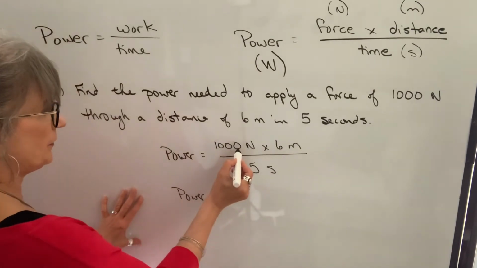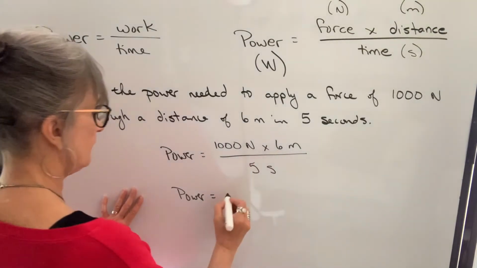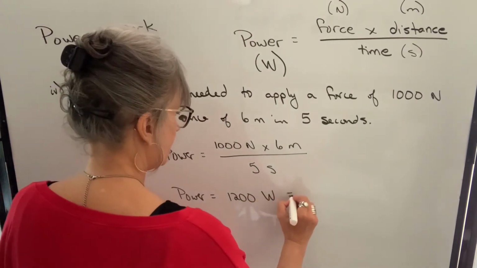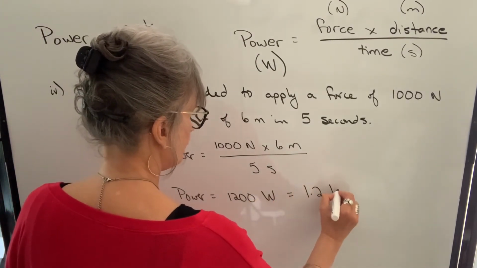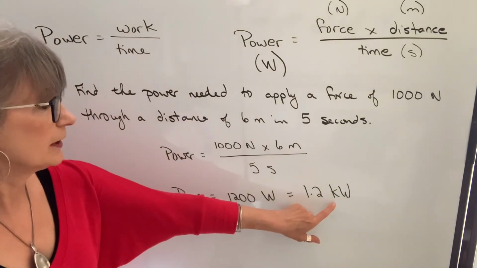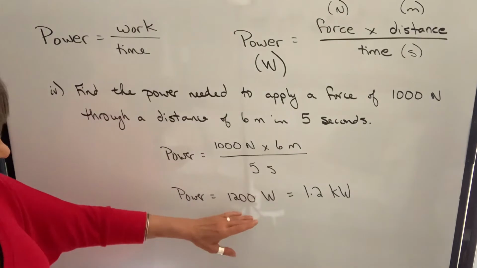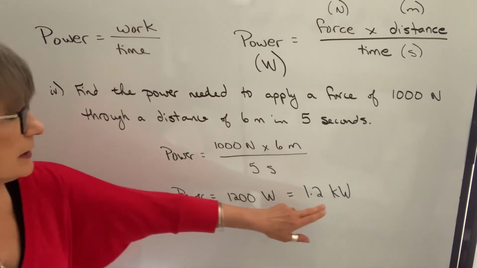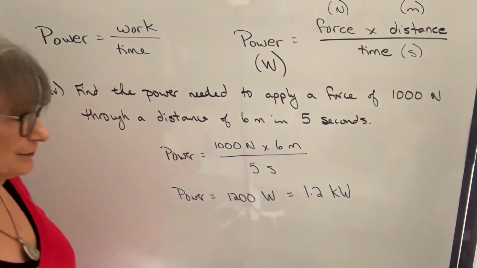When we multiply 1,000 times 6 and divide by 5, we get 1,200 watts, and we can express that as 1.2 kilowatts. Okay? 1 kilowatt is equal to 1,000 watts. So we can just simply move our decimal point 3 places, in other words, divide by 1,000 to change watts to kilowatts.